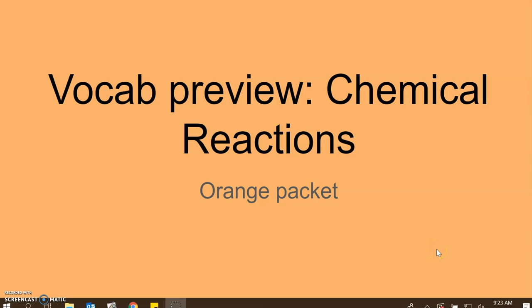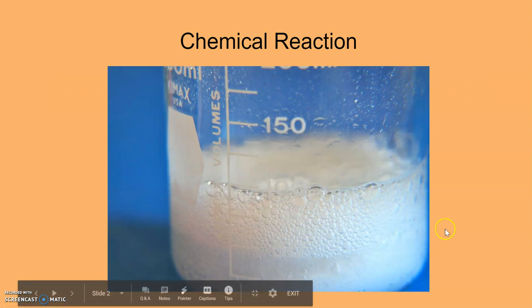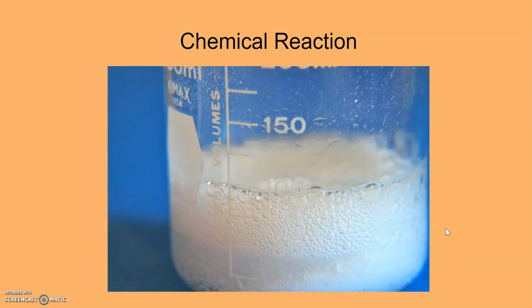Here's your vocab preview for chemical reactions. First of all, a chemical reaction is when two different chemicals are combined and something new is made.